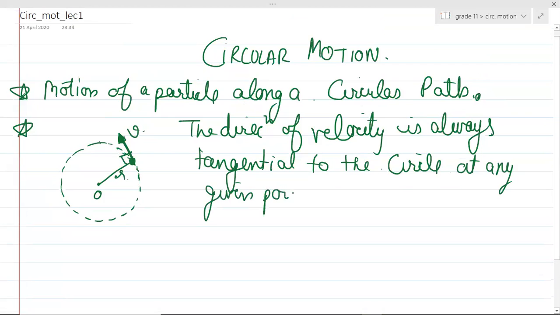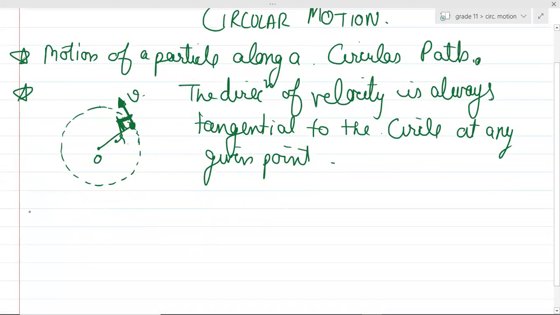Is this clear, guys? The second point, I think it's pretty much clear. Always remember it is tangential. And tangent is always perpendicular to the radial direction. Yes or no?